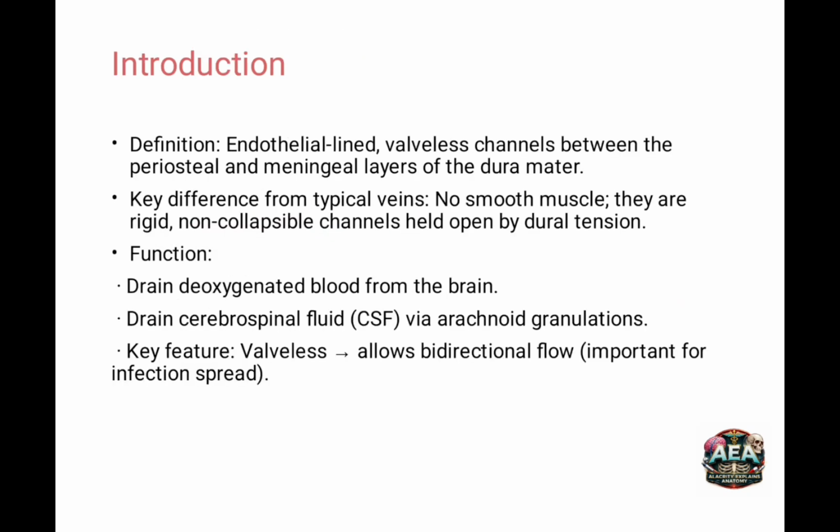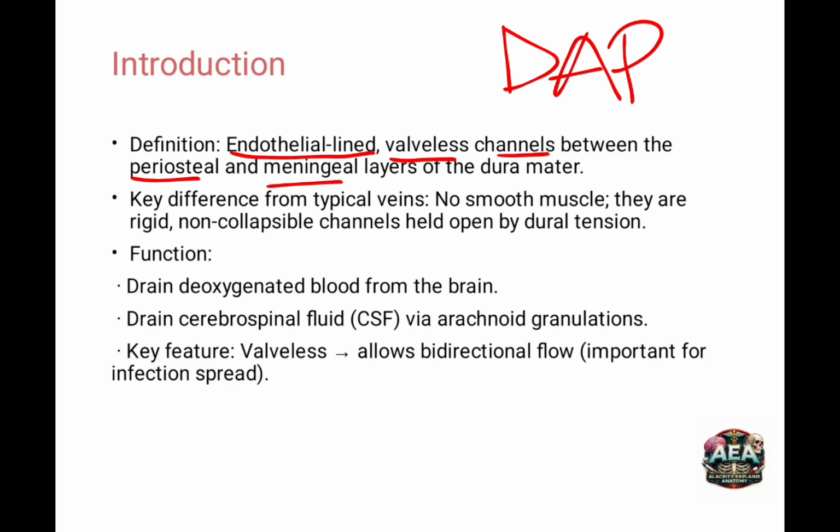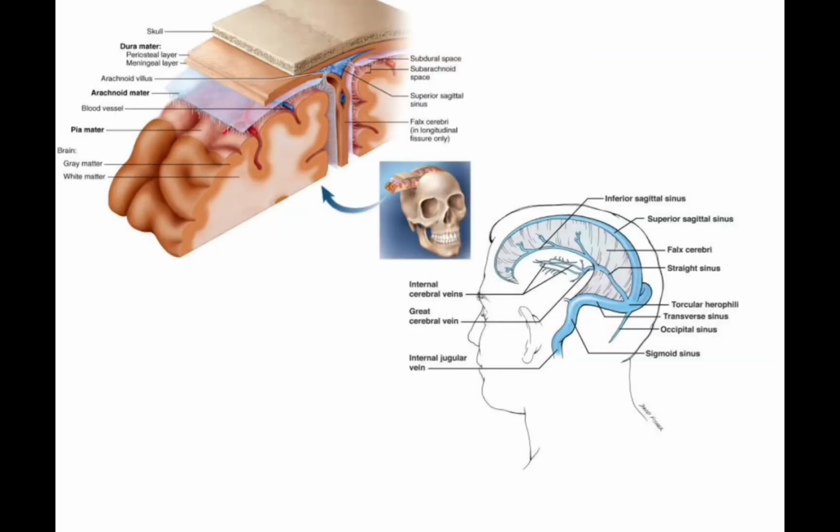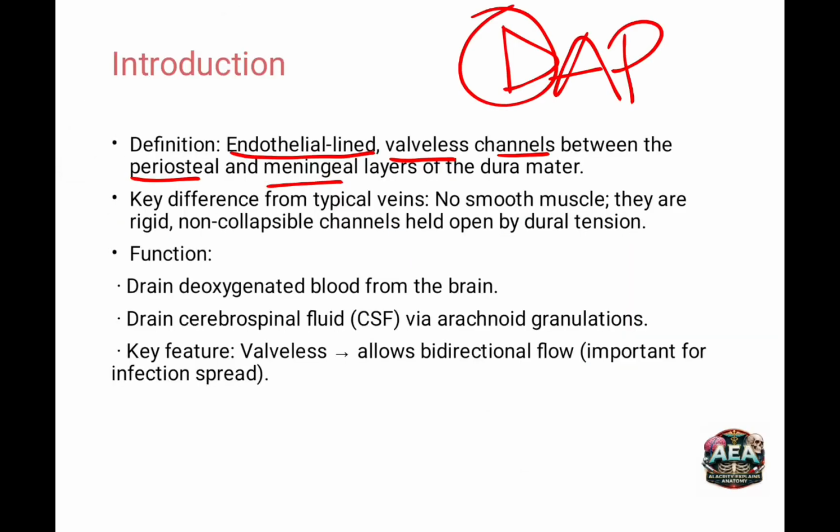So what are dural venous sinuses? They are endothelial-lined valveless channels between the periosteal and the meningeal layers of the dura mater. The meninges: we have the dura, we have the arachnoid, and we have the pia mater. The dura in the brain has two layers, the periosteal and the meningeal layer. In between these two layers of the dura are the venous sinuses, like the superior sagittal sinus.